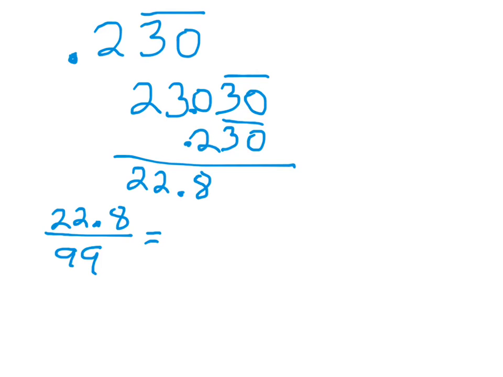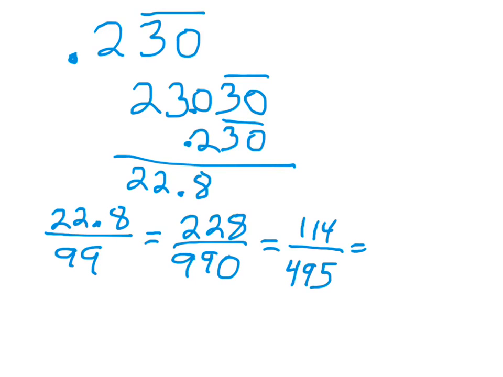And if you remember, 99 is because there's 2 decimal places repeating. So we have 2 nines. Now I need to get rid of that decimal point first. And so that's 228 over 990. And now notice they're both even. So let's divide both numerator and denominator by 2. And so that's 114 over 495.